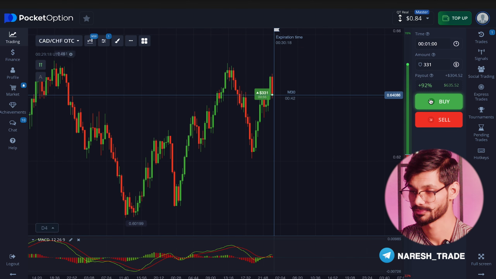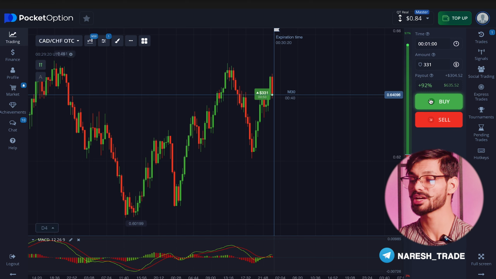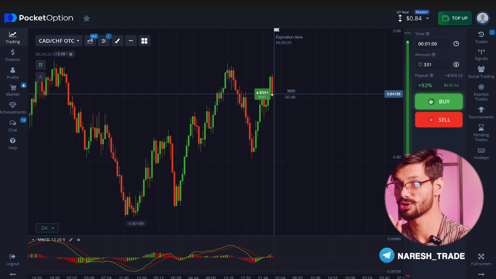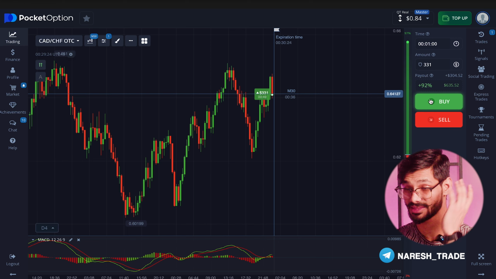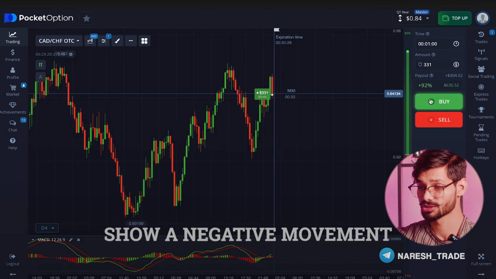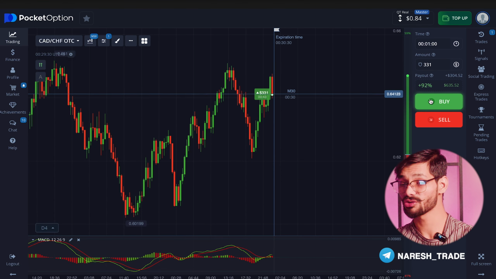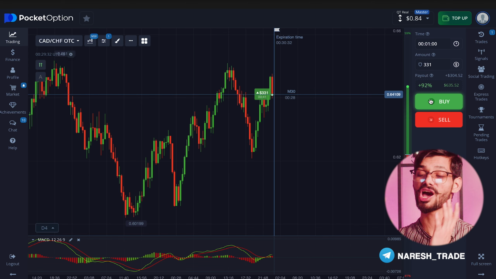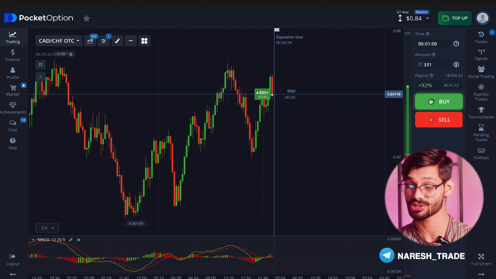I see how the chart is starting to reverse. The indicator shows negative movement. So we open a downside deal in the amount of $331.